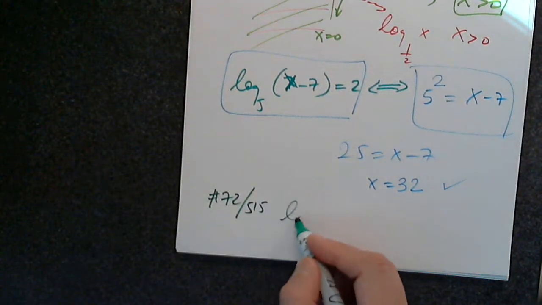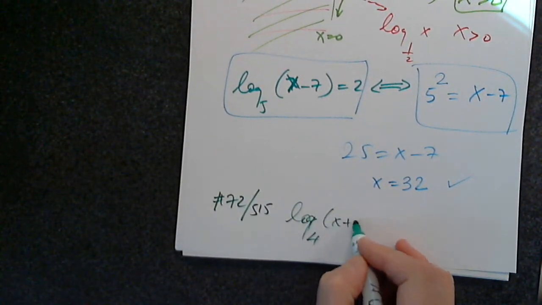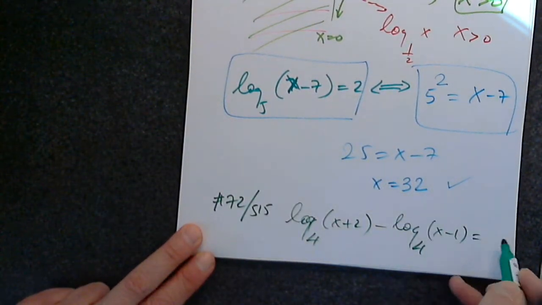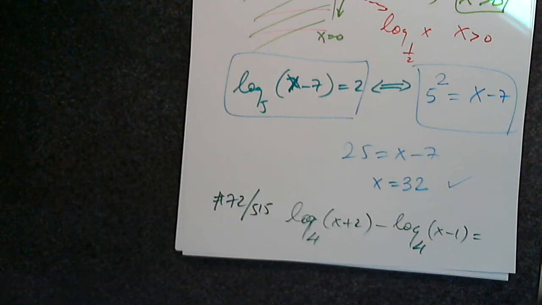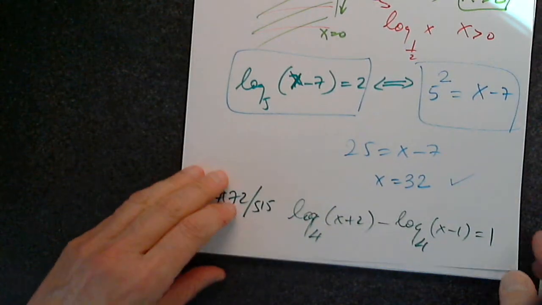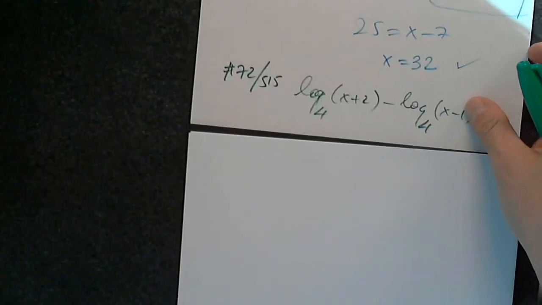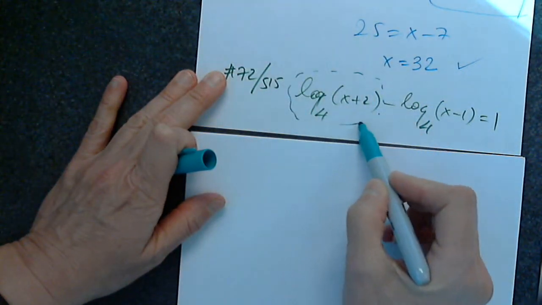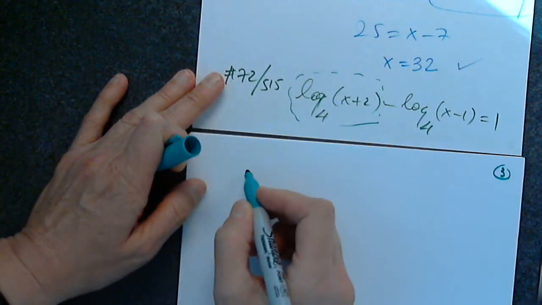72: log base 4 of x plus 2 minus log base 4 of x minus 1 equals 1. Check if I copied correctly. Sometimes I don't. My apologies. Okay, I think I copied correctly. Okay, so now, how many log functions do we see in this equation? 2. Exactly. In order for this to exist, what condition will you tell me to write?